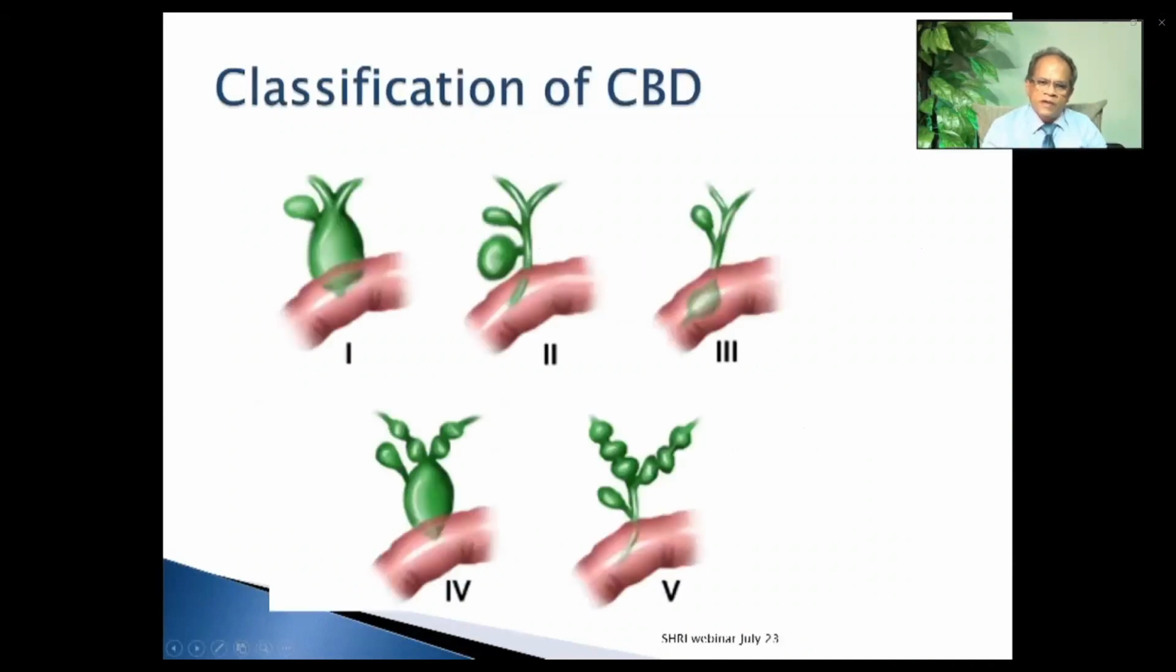The classification is very straightforward. Type 1 is a fusiform dilatation. Type 2 is a saccular dilatation of the common bile duct, and type 3 is a choledochocele, that is dilatation in the duodenal wall in the ampulla area. Type 4 is both intrahepatic and extrahepatic dilatation, and Caroli's disease is type 5.